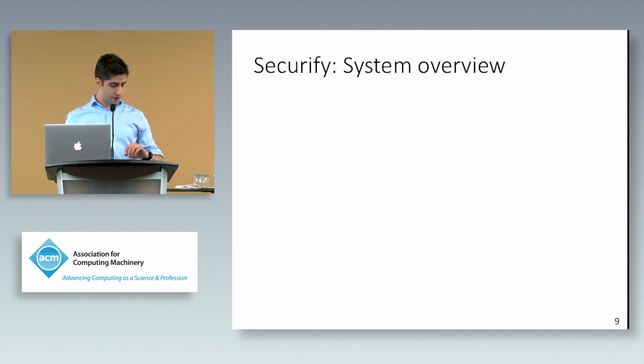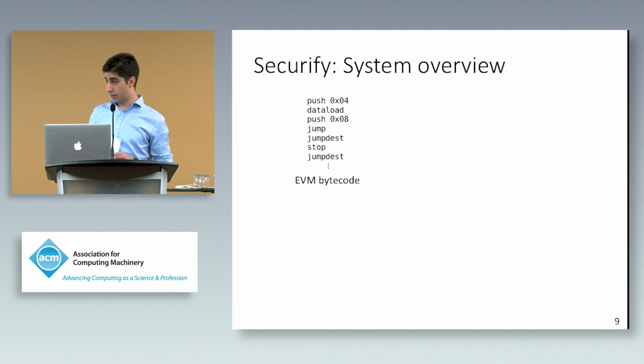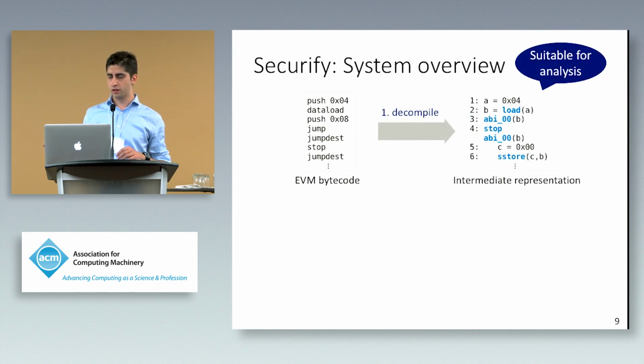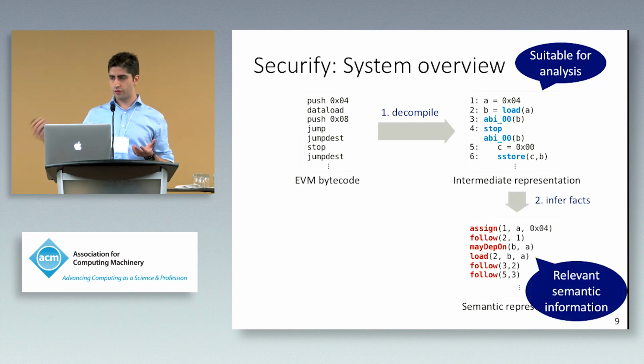Okay, so let me give you a bit of insight on how this system works under the hood. So here's how the analysis goes. The system works directly on the bytecode of the smart contract. So it starts with the EVM, and this is a stack-based representation. It's kind of hard to analyze directly. So as a first step, we decompile it, and we put it into an intermediate representation that is more suitable for analysis. And then we analyze this representation, and we derive different kinds of semantic facts that hold over all executions of the smart contract.